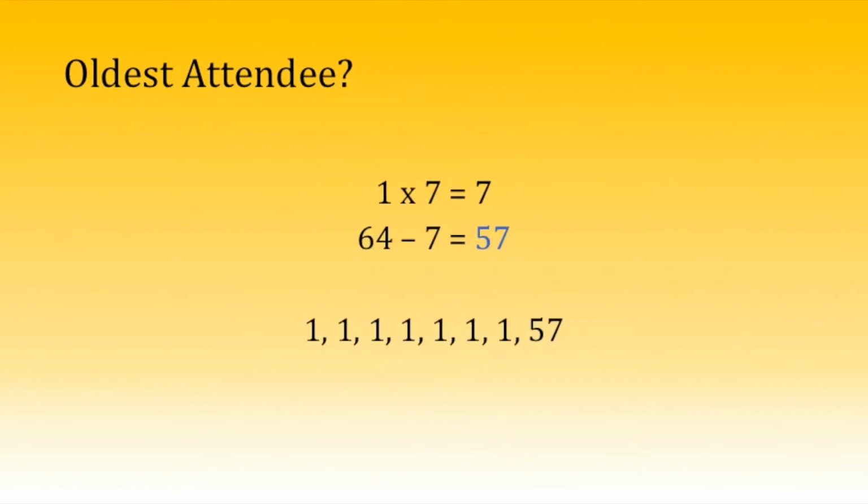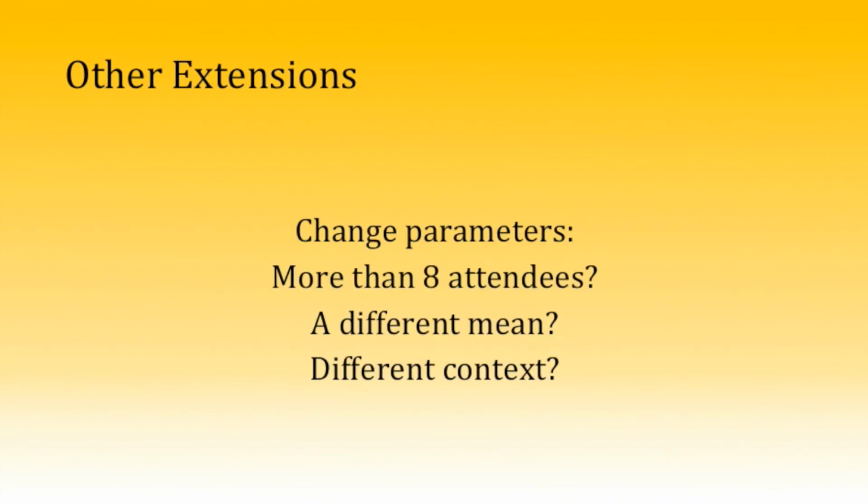Another interesting extension could be to figure out the age of the oldest possible attendee at the event. Could we have a 70-year-old at this event? We know that the ages must only total to 64, so this is impossible. If we are dealing only with whole number ages, then the oldest person could be 57 with 7 1-year-olds, perhaps a grandparent with septuplets. Finally, you could ask students to change the parameters.